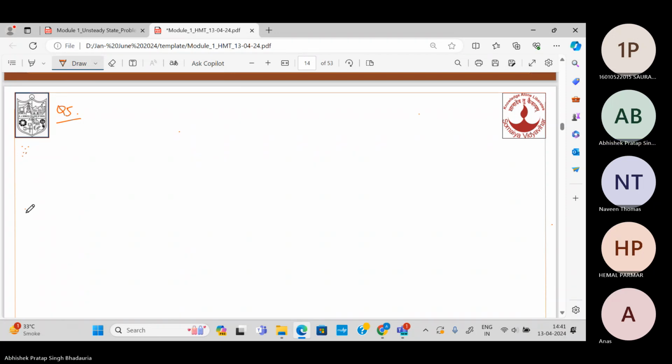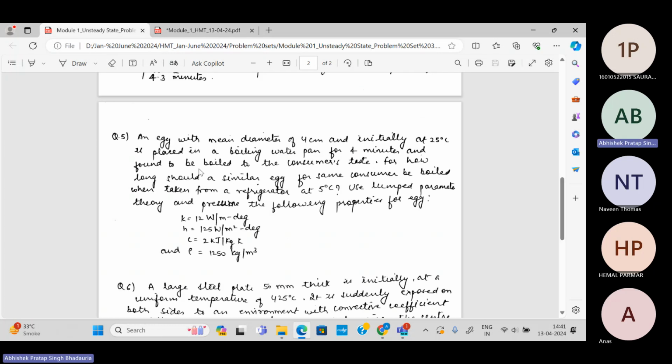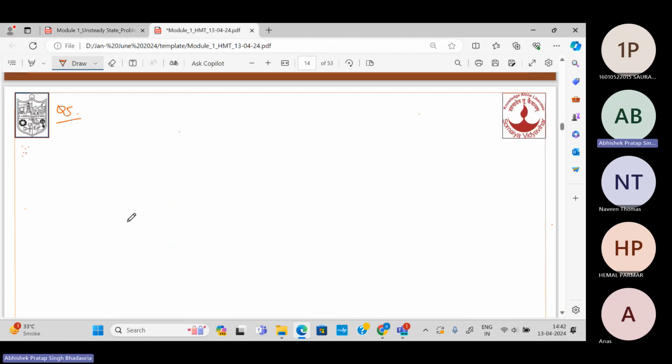So let's see. The problem 5 is this. An egg with mean diameter of 4 centimeter and initially at 25 degrees Celsius placed in a boiling water pan for 4 minutes and found to be boiled to the consumer's taste. For how long should a similar egg for same consumer be boiled when taken from a refrigerator at 5 degrees Celsius? Use lumped parameter theory and presume the following properties, right? So first of all, the first step is to calculate Biot number. Let's solve.